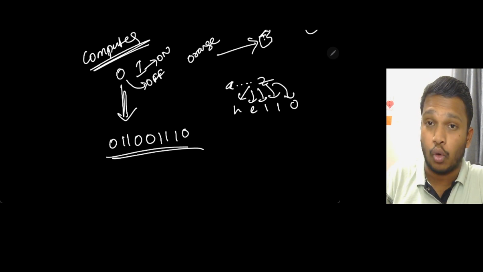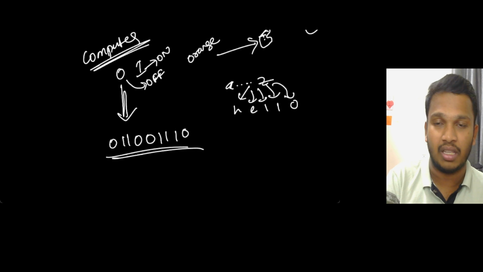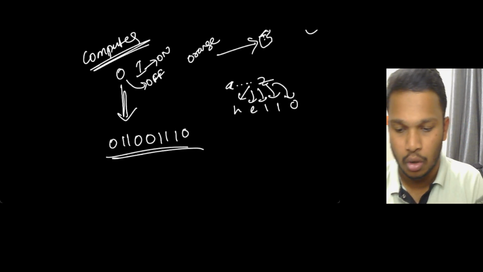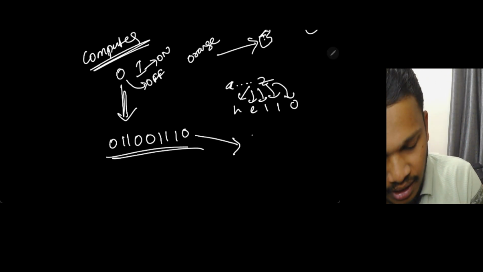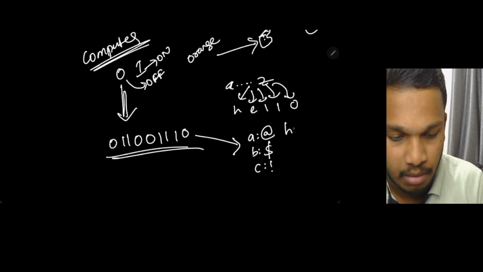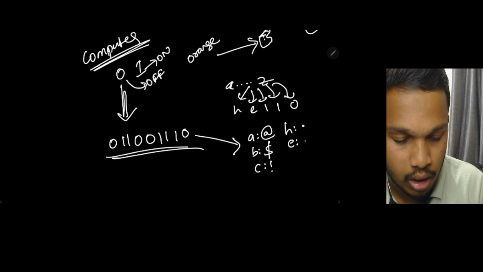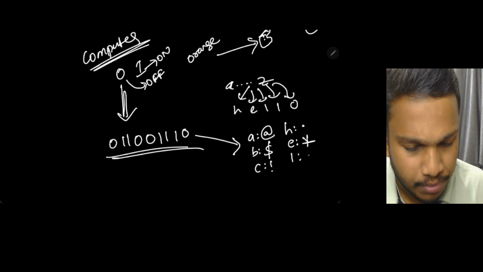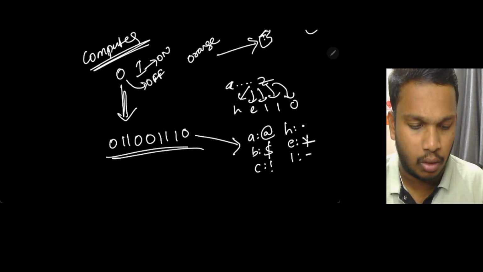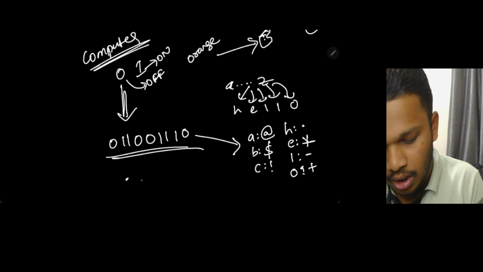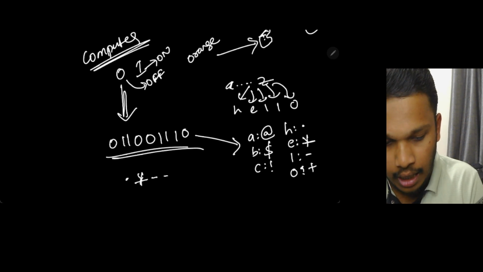But we don't know how it came to be hello, or why this particular binary code means hello. What they did is, since it is very tough for humans to remember, they cannot remember it. So they told A means the at-the-rate symbol, B means the dollar symbol, C means the exclamation symbol. Like this, they kept some symbols. For example, for H they told dot, for E they told some other symbol, for L they told minus, and for O they told plus. Now what is the spelling of hello? It is dot, then the symbols for E, L, L, O.